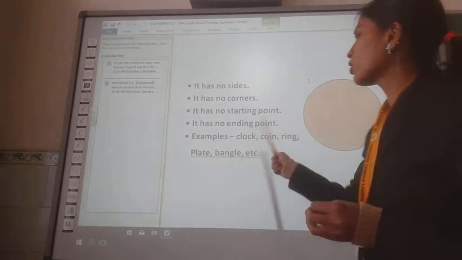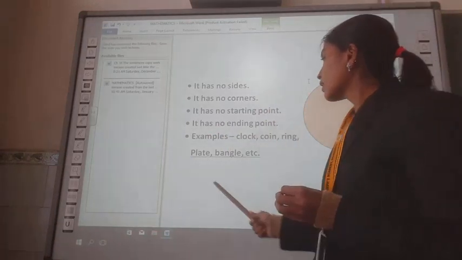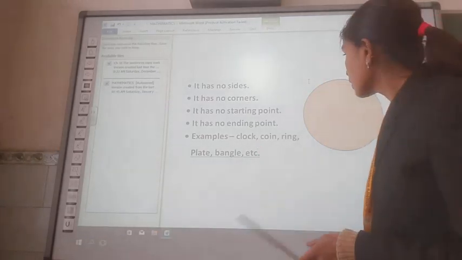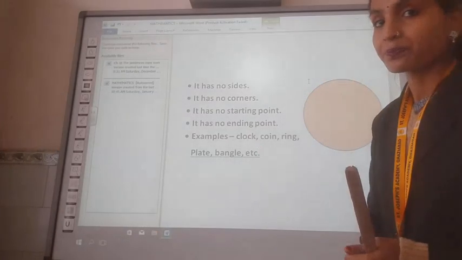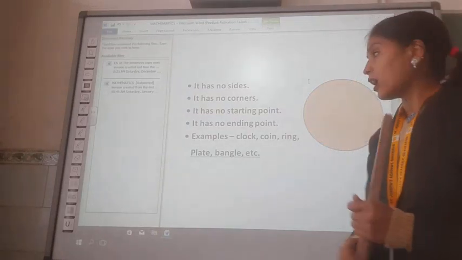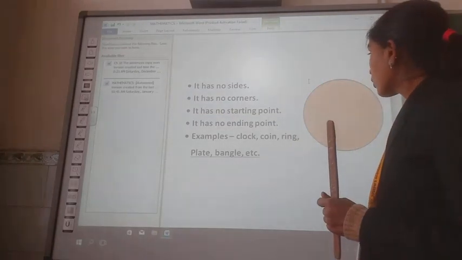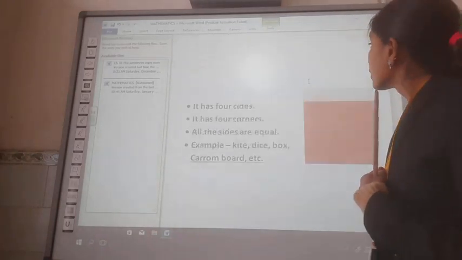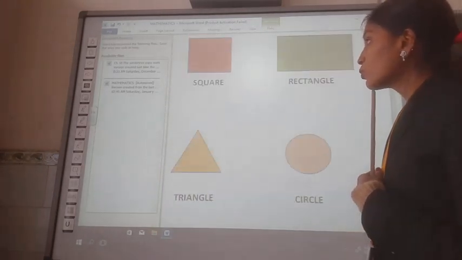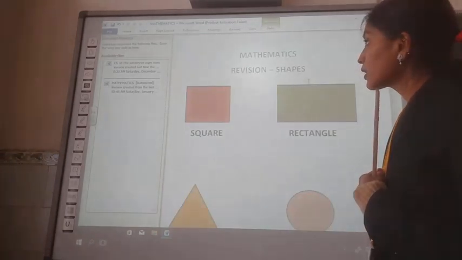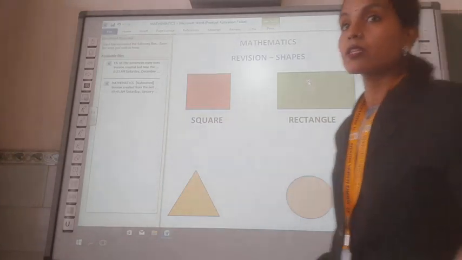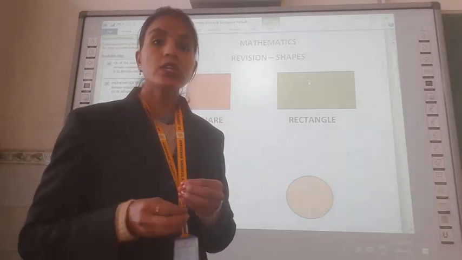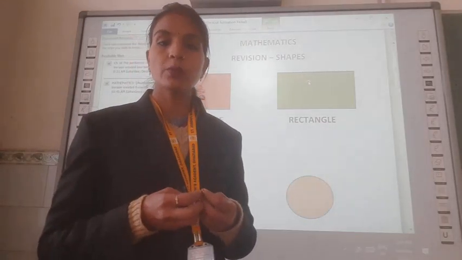Then examples are clock, coin, ring, plate, bangle, etc. So many other things. Okay students? So in this class, we studied about the shapes, and all these shapes we can see in our day-to-day life. In our school, in our class also we can see so many things. All the things which we see occupy a particular shape. It has a particular shape of its own.